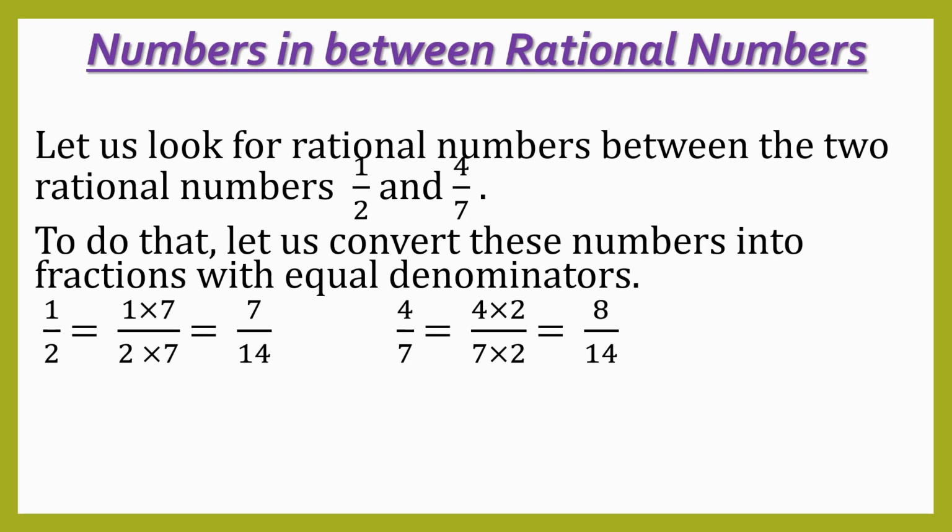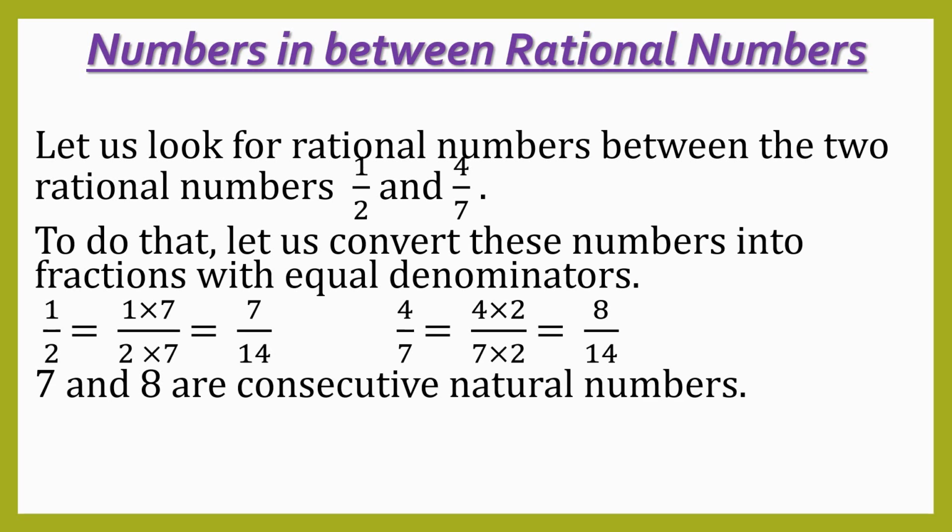Similarly, for 4 upon 7, in the denominator we want 14. So when you multiply 7 into 2, you get 14. Now if you multiply the denominator by 2, then in the numerator as well you have to multiply by 2. So the fraction will become 4 upon 7 is equal to 4 into 2 upon 7 into 2, which is equal to 8 upon 14.